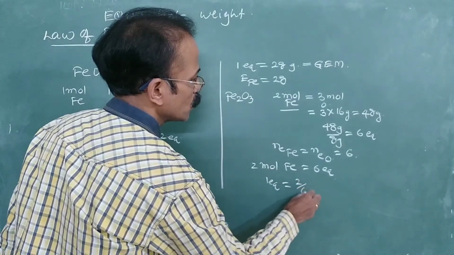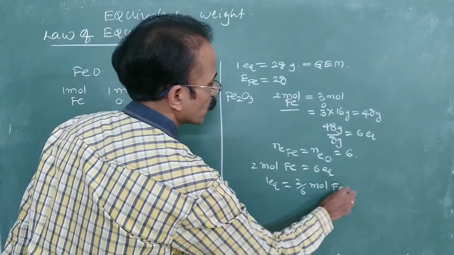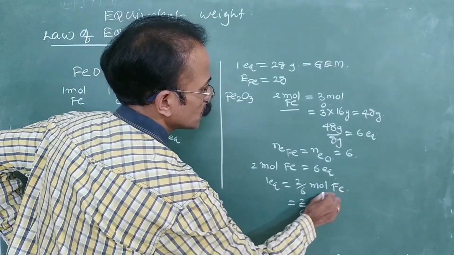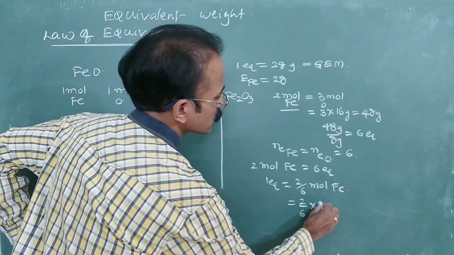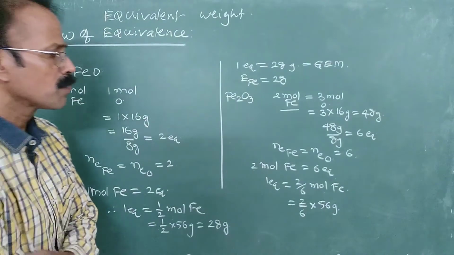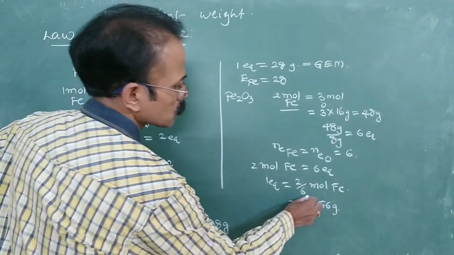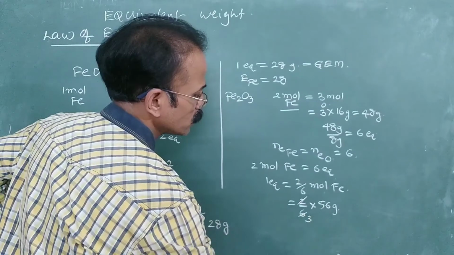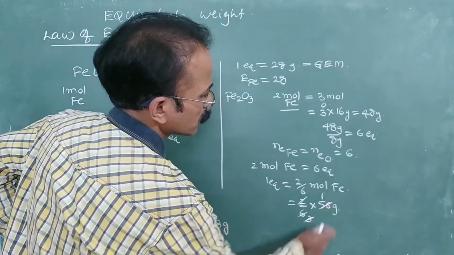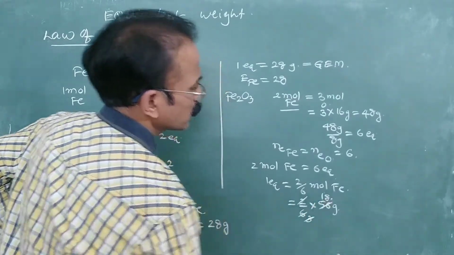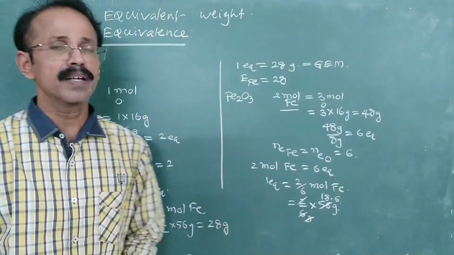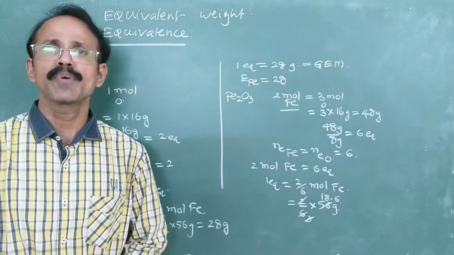2 by 6 mole of iron, and it is equal to 2 by 6 into molar mass of iron, which is 56 gram. So that is gram molar mass of iron atoms. So that is equal to what? 1 by 3 into 56, so that will be equal to 18.6. So equivalent mass of iron in ferric oxide is 18.6.